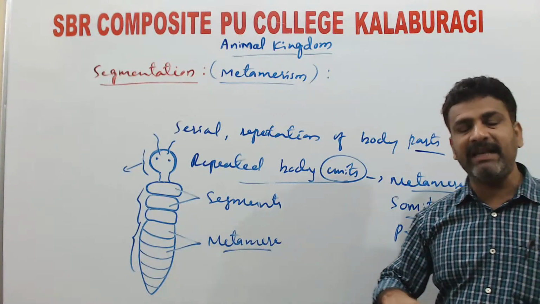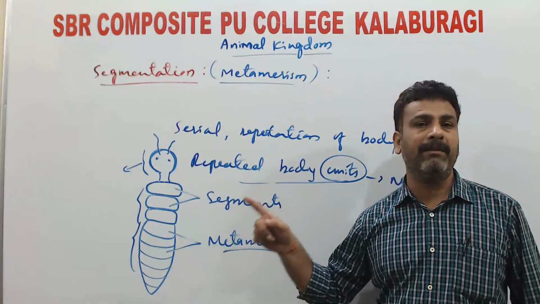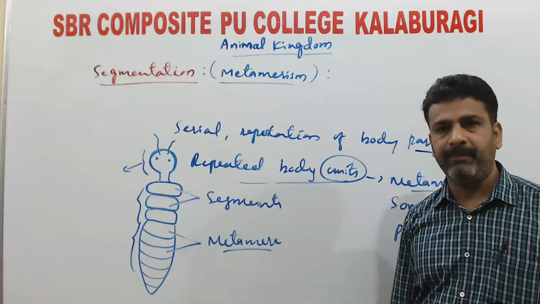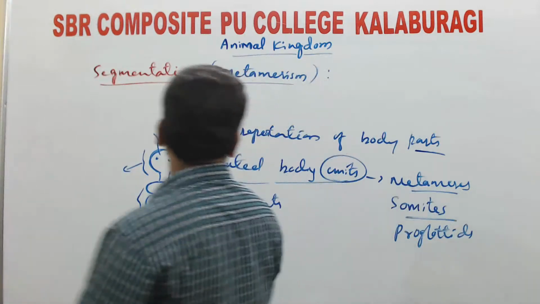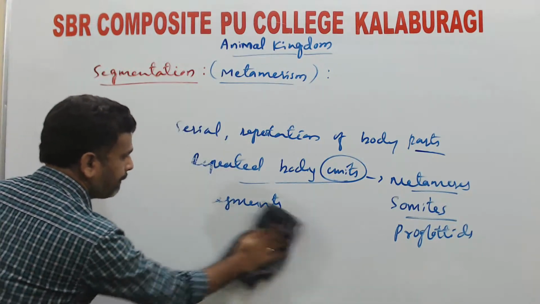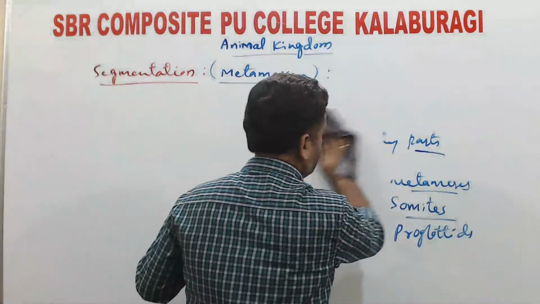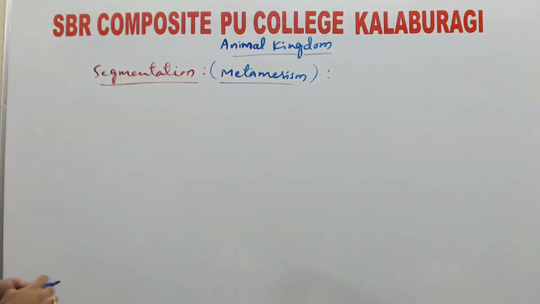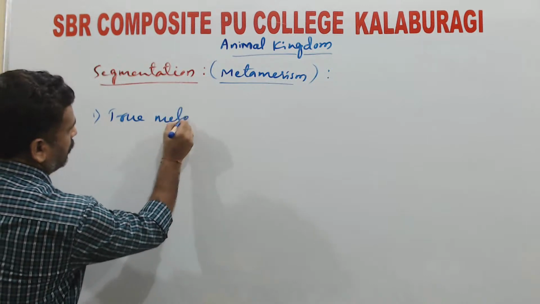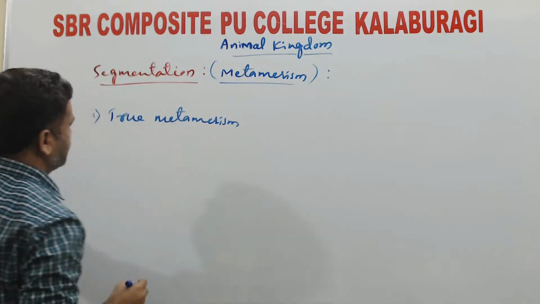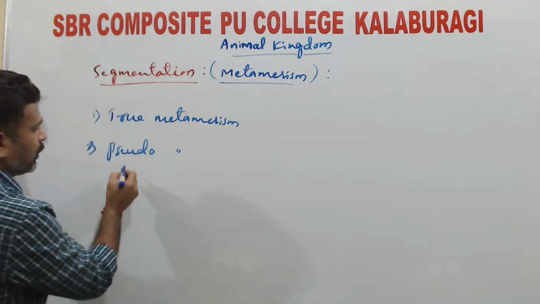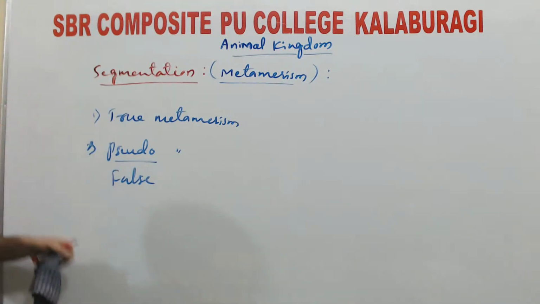Because of the presence of external as well as internal segmentation in annelidans, the type of metabolism is called a metamerically segmented body, true metabolism. But the metabolism might be pseudo metabolism. Let us see. The first one, true metabolism. Second one, pseudo metabolism. Pseudo metabolism is nothing but a false metabolism. Not true.